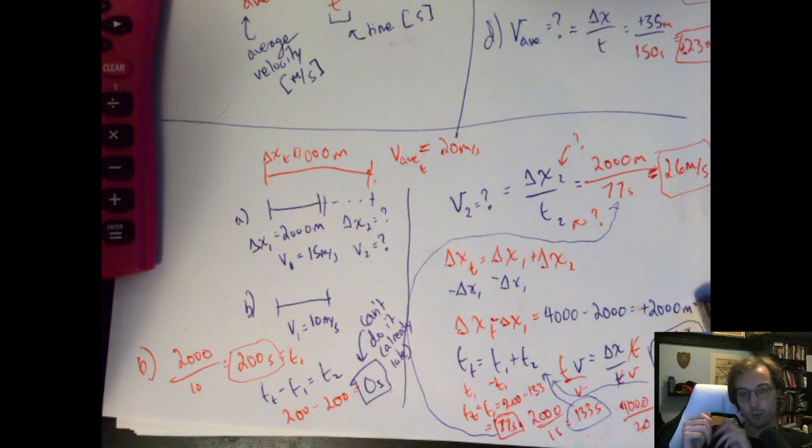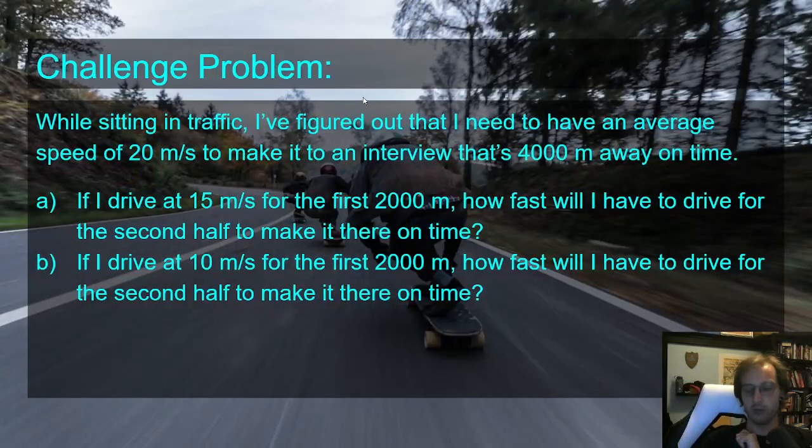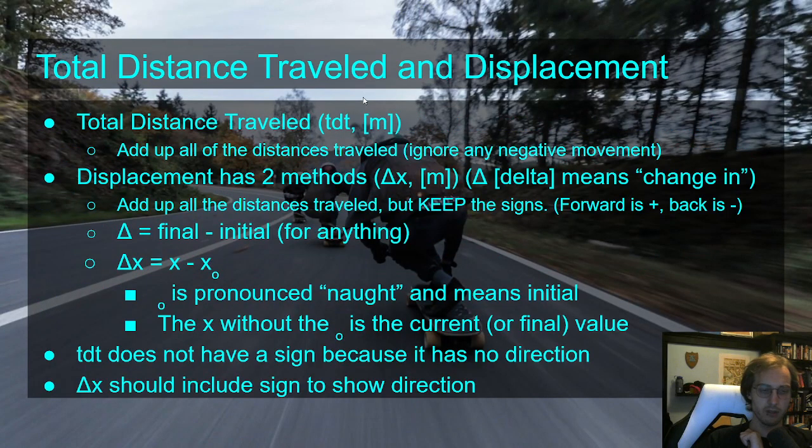I do want to talk about one last thing, hopefully fairly quickly, which is how can you tell which of these two ways you should be using? People aren't really sure, like, should I be adding up all the distances, or should I be using the final minus the initial?